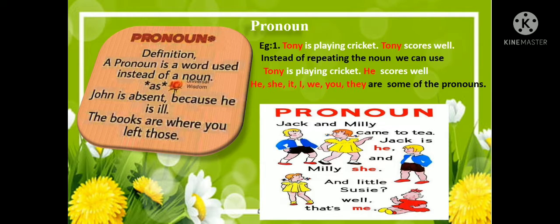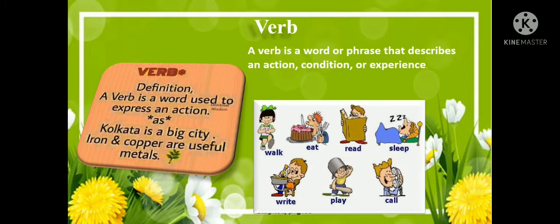So look at the pictures. Jack and Millie came to tea. Jack is he and Millie is she. And little Susie, well, that's me. So he, she, me. So these are called the pronoun. Okay.